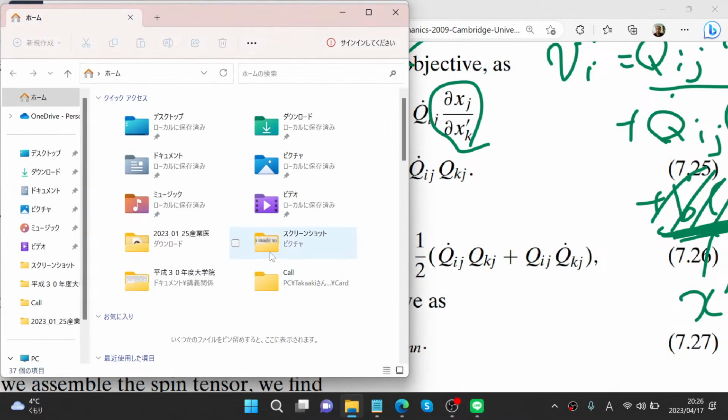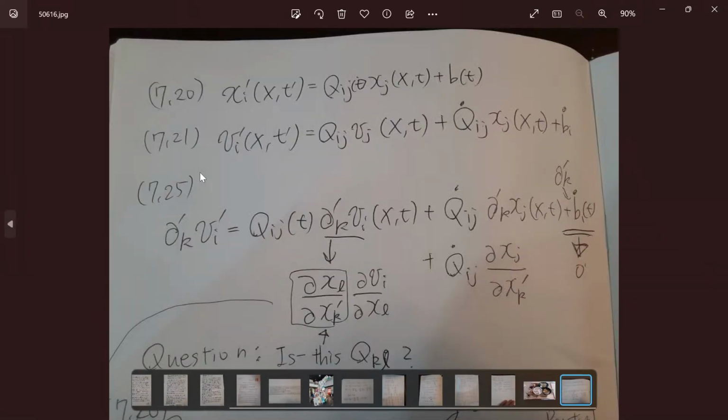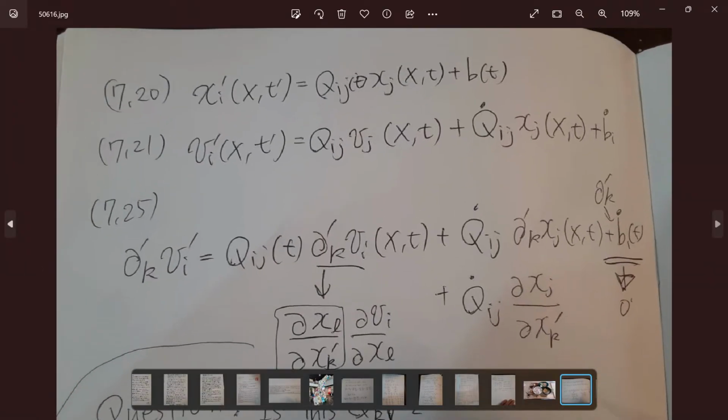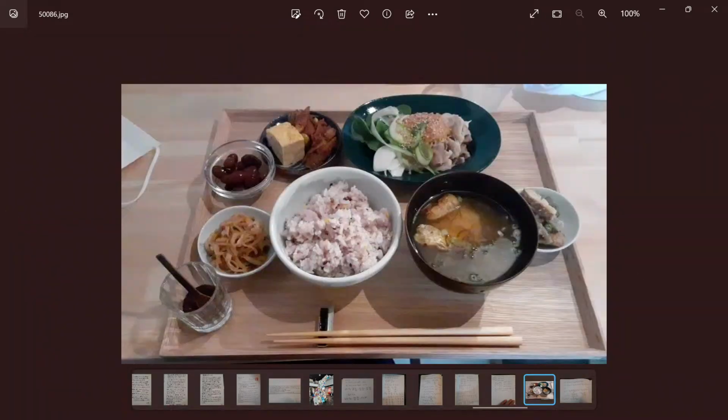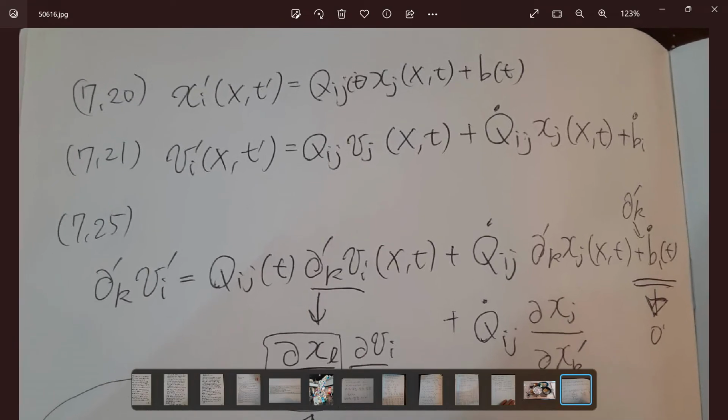So we have to download this one. Strange one. Okay. So we have this equation in 7.20. I'm sorry, I cannot draw anything on top of this picture. So let me see. This is just a t.